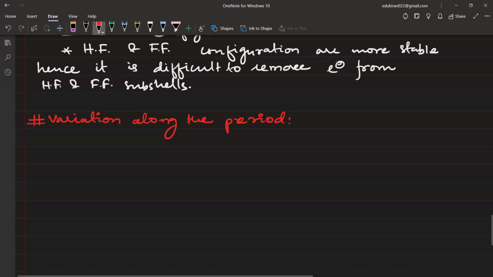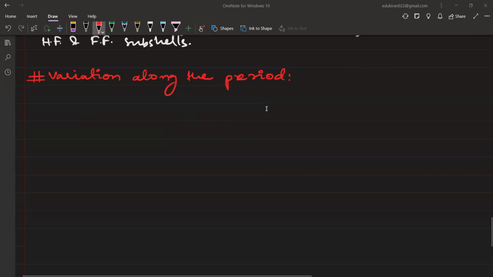Those who are not revising, not looking in the notes before coming to the lecture, it is going to be very difficult in this chapter. Everything will look like a fact, but it's not actually a fact. If I ask you what is going to be the variation along the period, in general, just the trend, whether the ionization enthalpy is going to be increasing or decreasing.